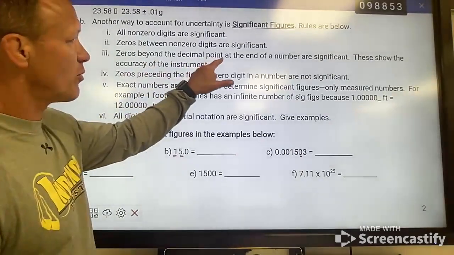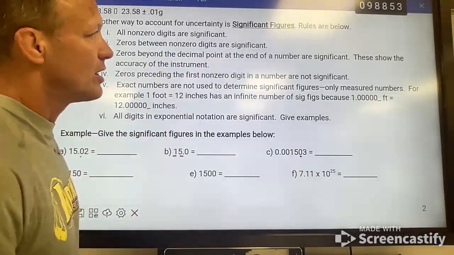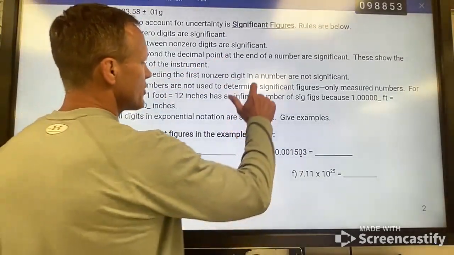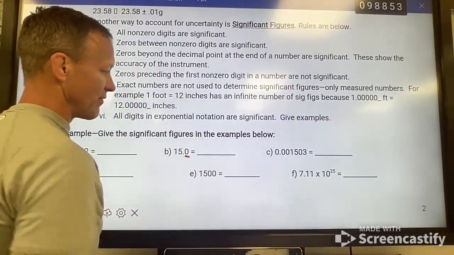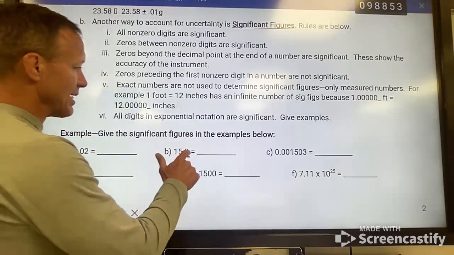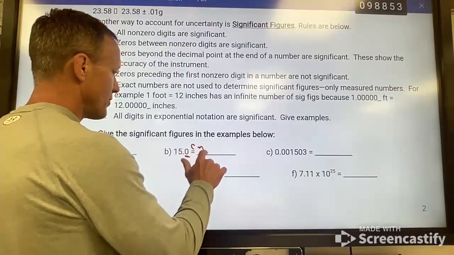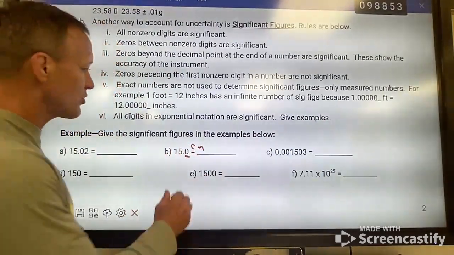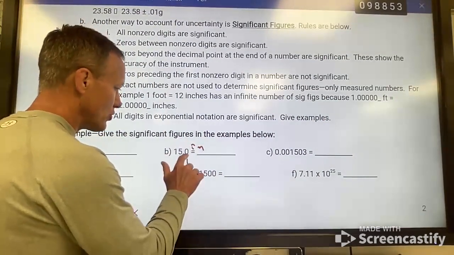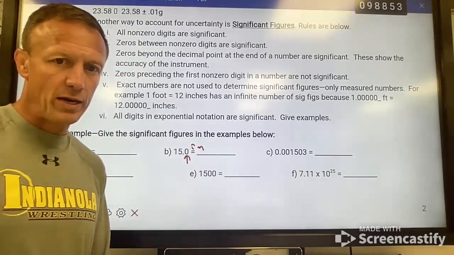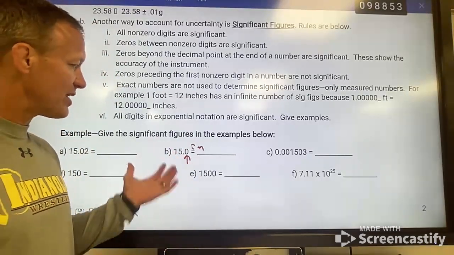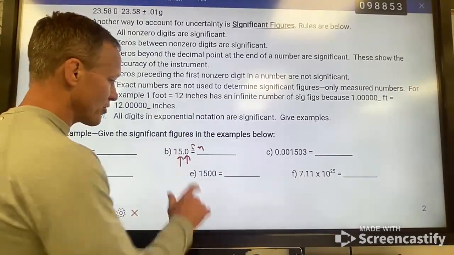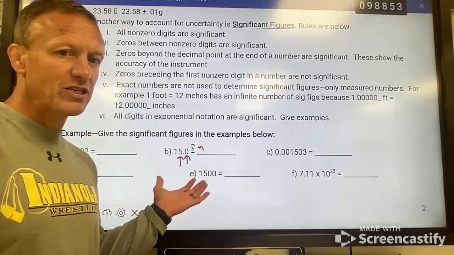Zeros beyond the decimal point at the end of a number are significant. So any zeros at the end of a number, zeros after a decimal, are significant. Say this is measuring in centimeters, 15.0 centimeters. That tells you this instrument is measuring to the nearest 0.1. If that zero is not there, if it's just 15, that would tell me the instrument was measuring to the nearest whole number. So this is telling you the precision of the instrument.